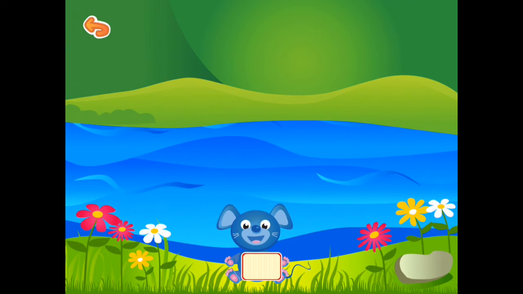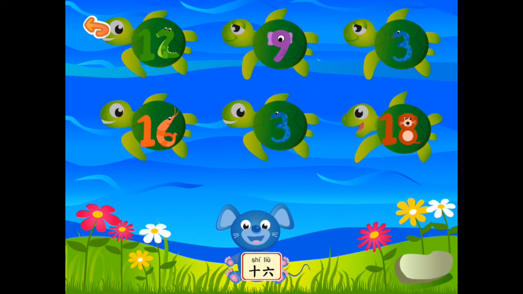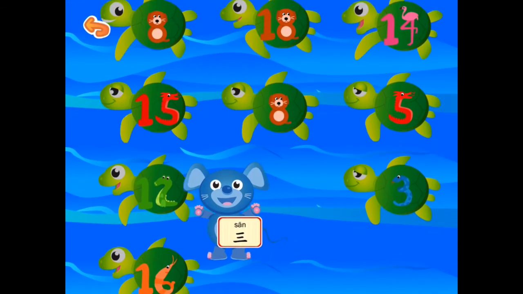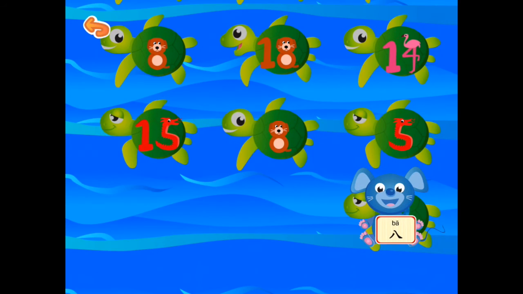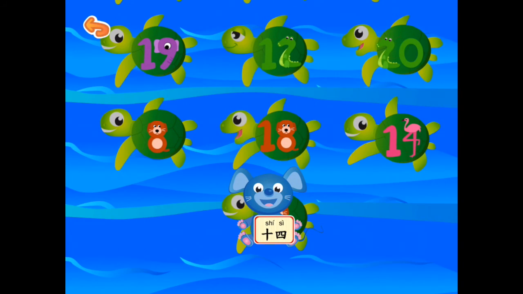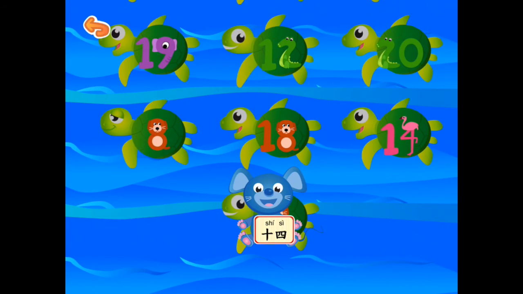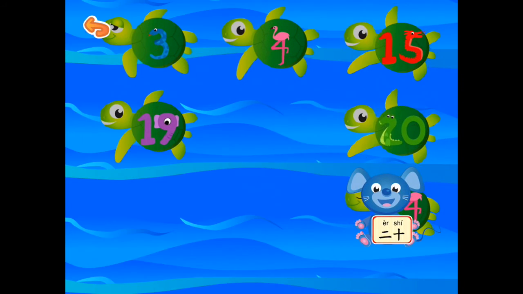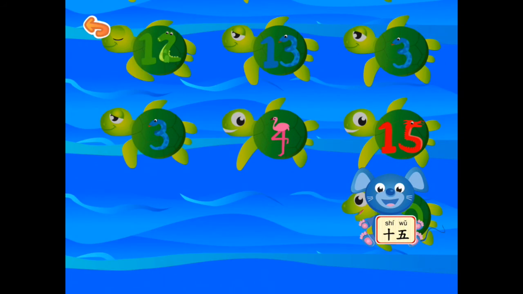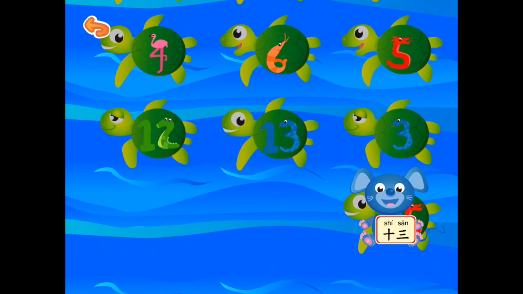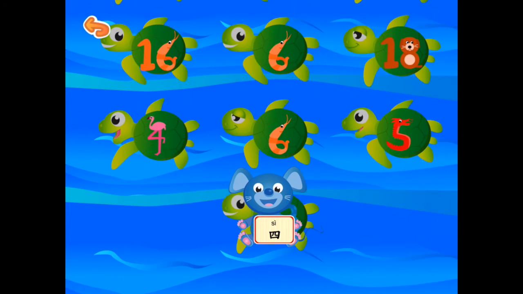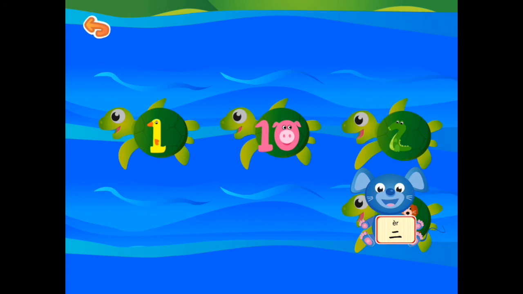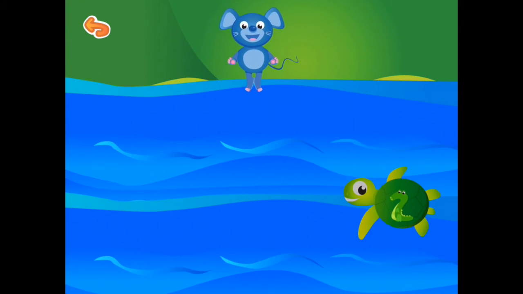Listen to the word in Mandarin and tap the turtle with a matching picture. 十六 三 八 Well done! 十四 二十 十五 Yippee! 十三 四 十八 That's right! 二 You did it!